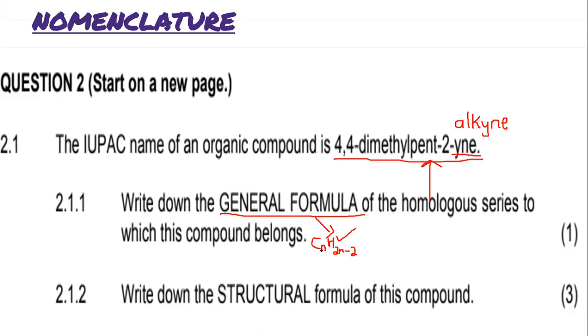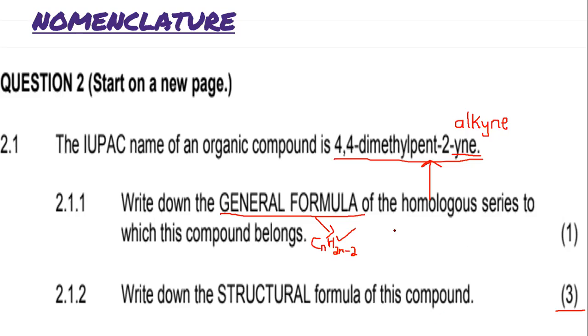And again, my dear learners, remember the n there and the 2n-2 must be subscripts. The n is on the C, and the 2n-2 is on the H. Then we are required to write down the structural formula of this compound. So now we must know how to interpret this name first for us to be able to write down the structural formula. And we can see that this is going to give us 3 marks. Now, these are a lot of marks and we should not lose these particular marks.